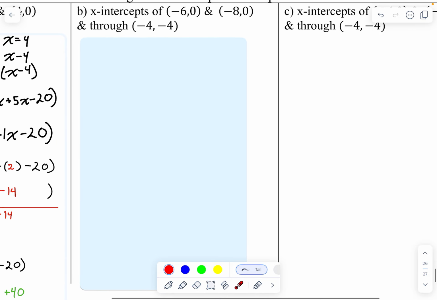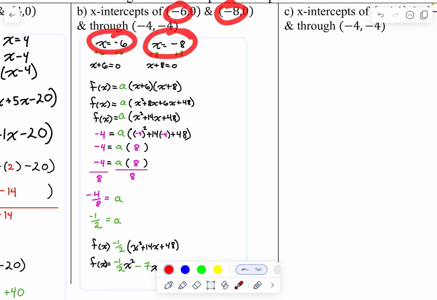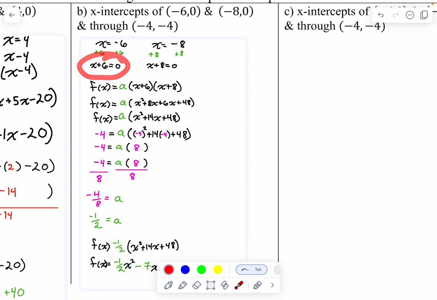So let's take a look at the next one. Intercepts of negative 6, 0 and negative 8, 0, and through the point negative 4, negative 4. So I set x equal to each solution, so x equals negative 6, x equals negative 8. We can just see that even in the coordinates there. I'm going to add 6 to both sides to get x plus 6 as a factor, add 8 to both sides for the other one to get x plus 8 as a factor.